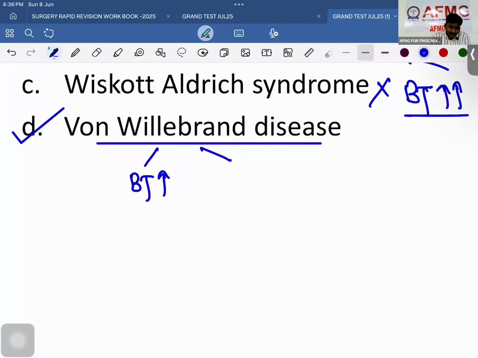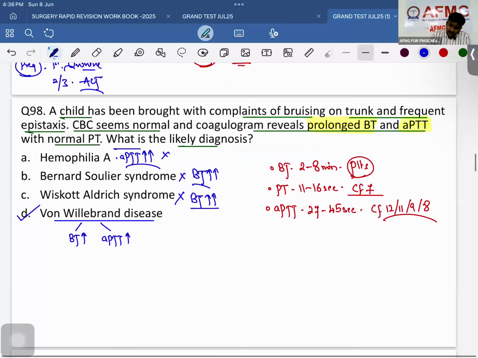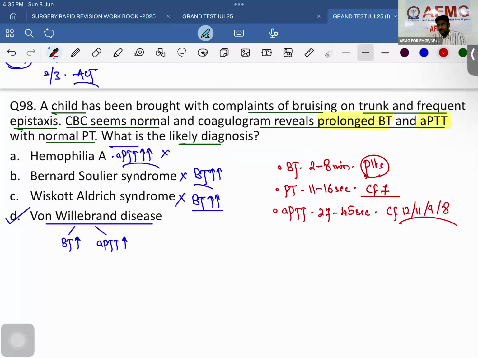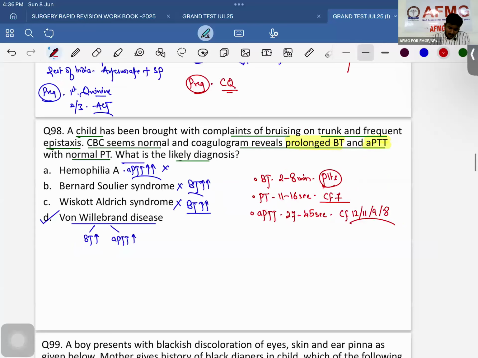And as clotting factor 8 activation cannot happen, therefore the APTT is also prolonged. So the answer has to be option D, that is von Willebrand disease. Hopefully that's clear to all of you now.